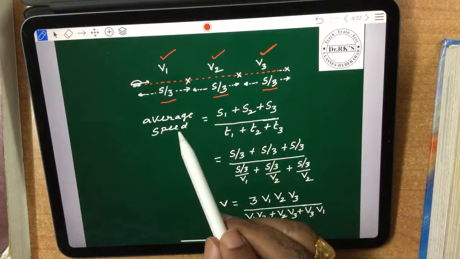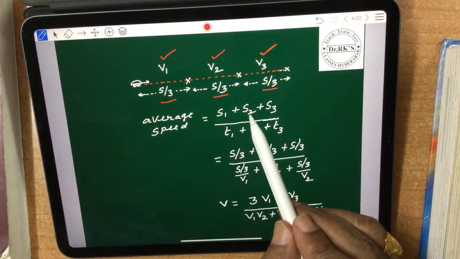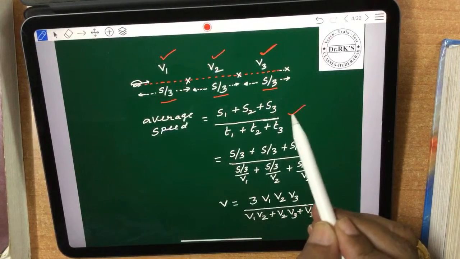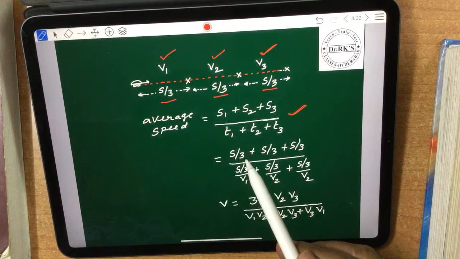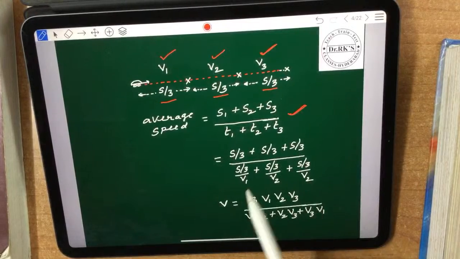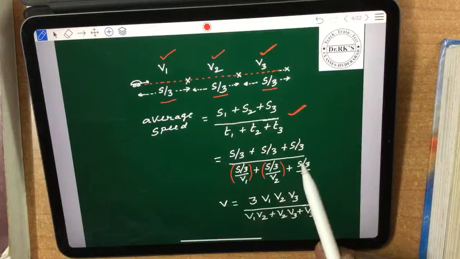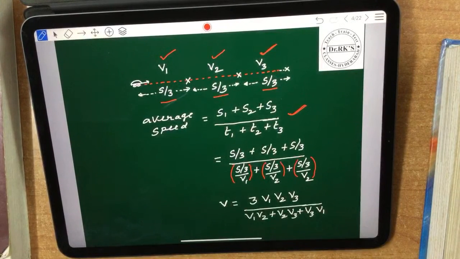The same concept is used. Average speed is equal to (S1 plus S2 plus S3) by (T1 plus T2 plus T3). S1 is S by 3, and of course S2 and S3 are also S by 3. T1 is time, which is equal to distance by speed, because there is no acceleration here. Similarly T2, T3. So if you apply and simplify, we get this formula. Just note down this one.